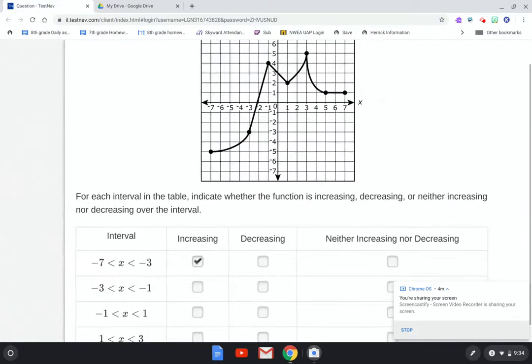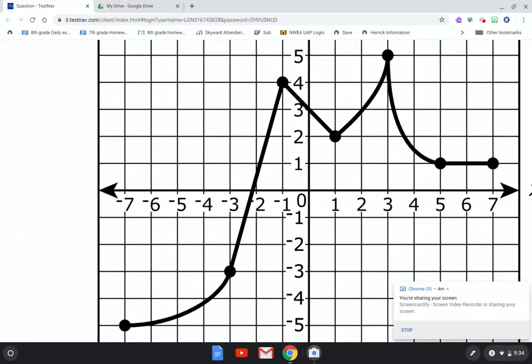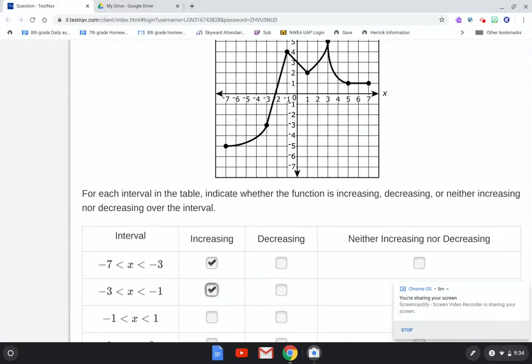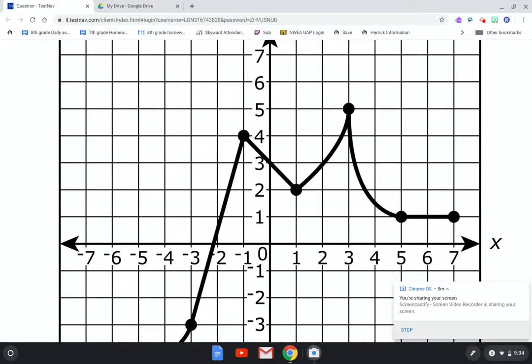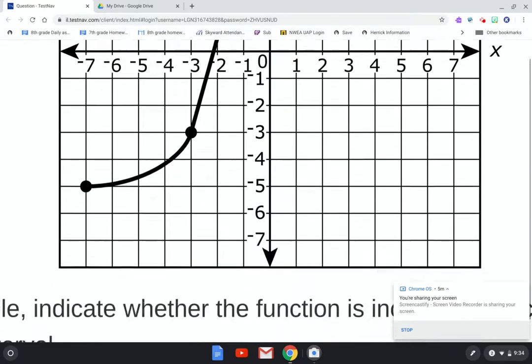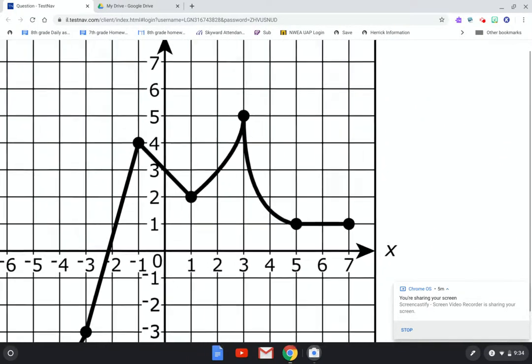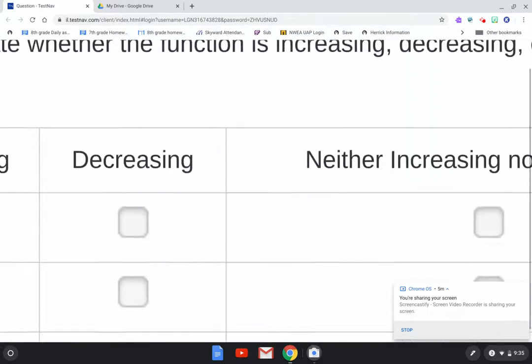So they're increasing. Now, when the x values are negative 3 to negative 1, so that's this section, that's a nice linear steep climb. Again, the y values are increasing, negative 3 to positive 4. When x is in between negative 1 and 1, that's this part right here, it's linear, but it's going down. It's a negative slope. Your y values are going from 4 to 2, so they are decreasing. From 1 to 3, that's this part. It's not exactly linear, but the y values are going from 2 to 5, they're increasing.